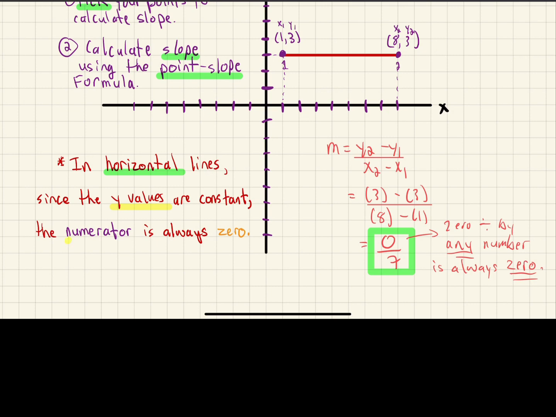Now as we can see here, with the horizontal lines, the y values are always constant, so your numerator is always going to be 0 because you're going to have the same values of y subtracted from each other. And so if the numerator is always 0, then that means your slope is always going to be 0.